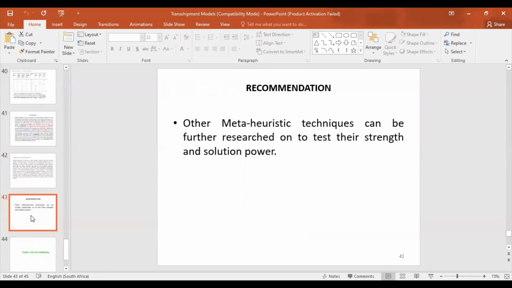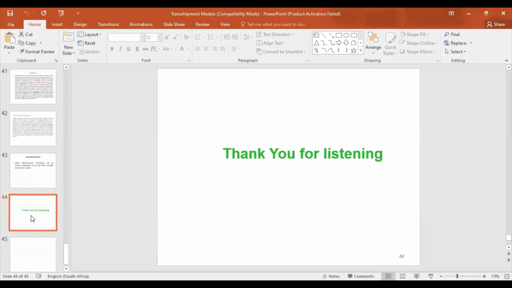Recommendation. It is recommended that other meta-heuristic techniques be further researched to test the strength and solution power of these models. At the end of the day, comparative analysis can be made, and this can be done in upcoming research. Thank you very much for listening.